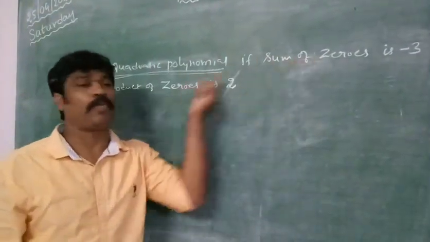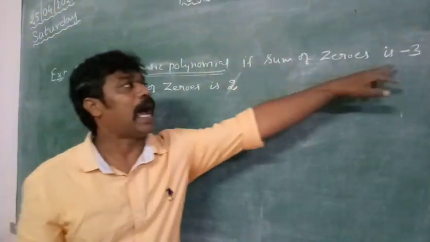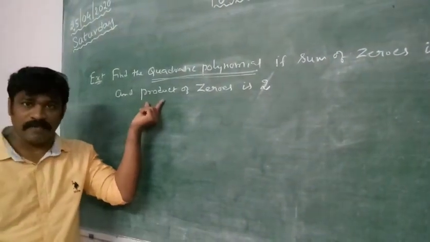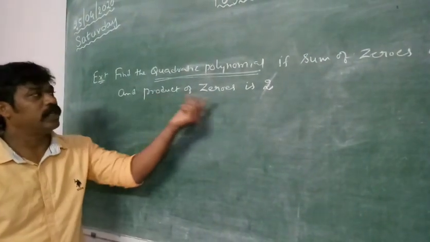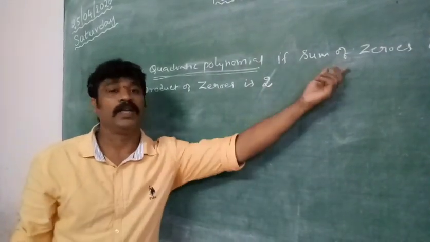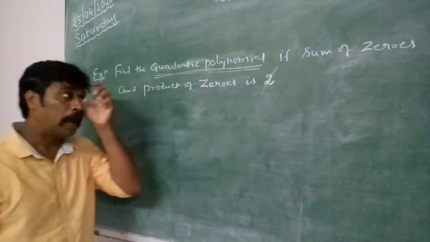Here they have not given alpha and beta values. They have given sum and product. Sum is nothing but alpha plus beta value is -3. Here product is nothing but, if you take alpha and beta as zeros, then product of zeros is nothing but alpha into beta is 2. So here they have given sum and product. They are not zeros.